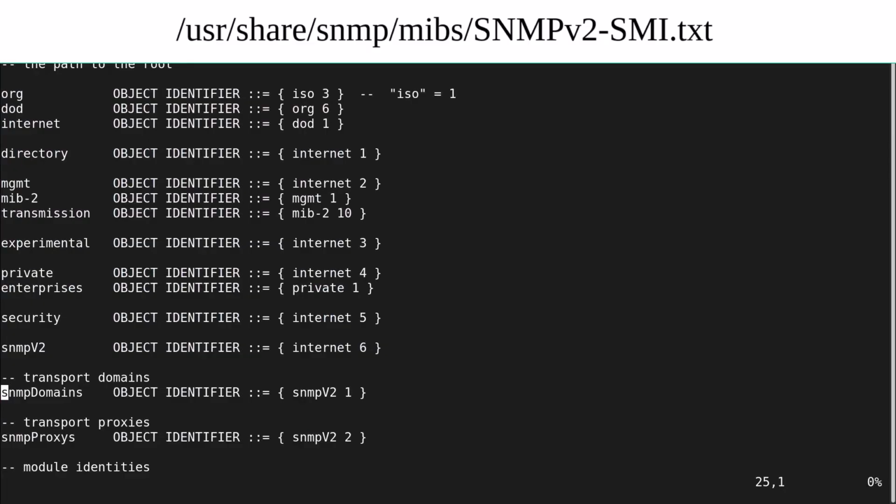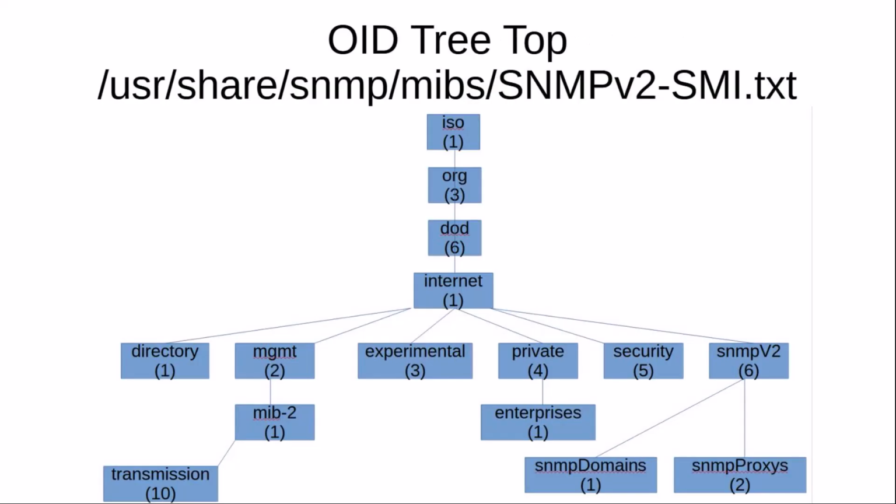Objects within a network element are identified with an object ID, the OID. The OID is derived from the OID tree structure. Use the file /usr/share/snmp/mibs/snmpv2-smi.txt to get an idea of the OID structure at the top. This is the SNMP OID treetop as derived from the snmpv2-smi.txt file.